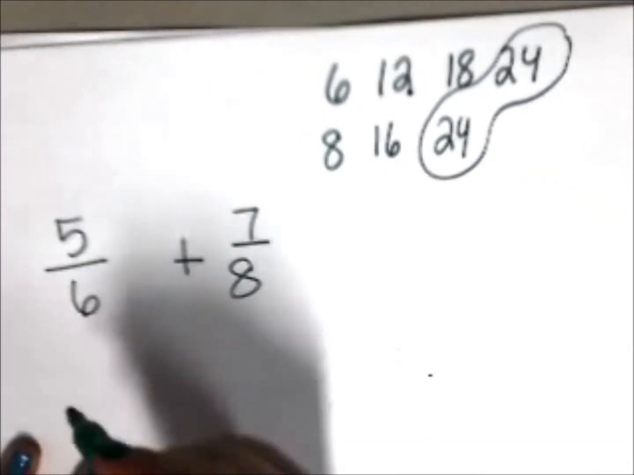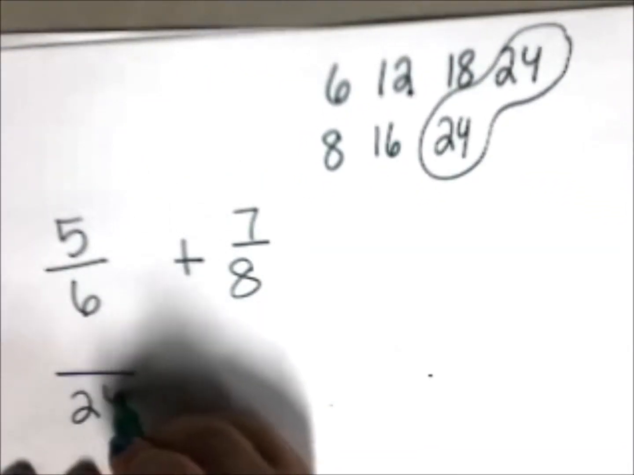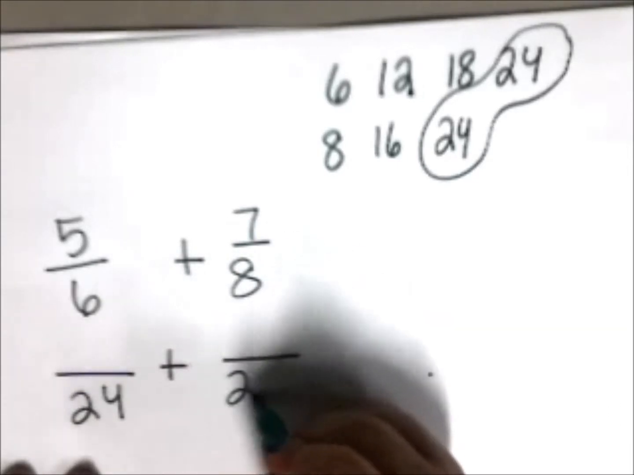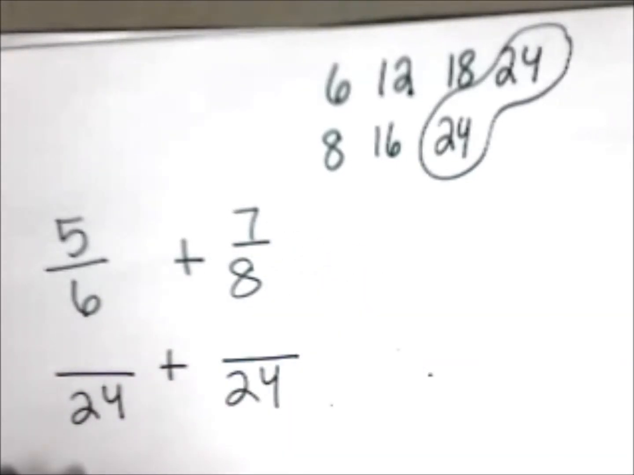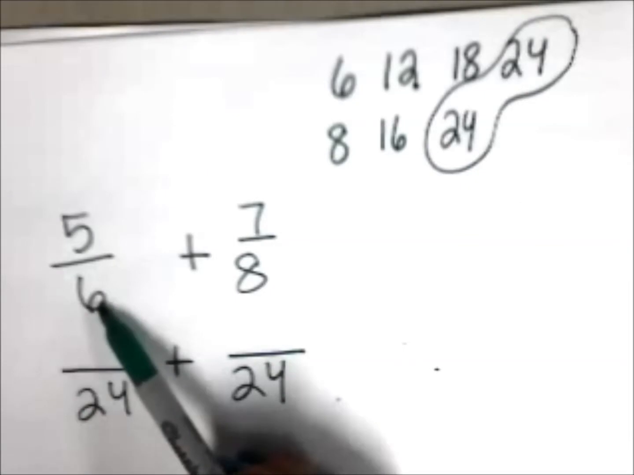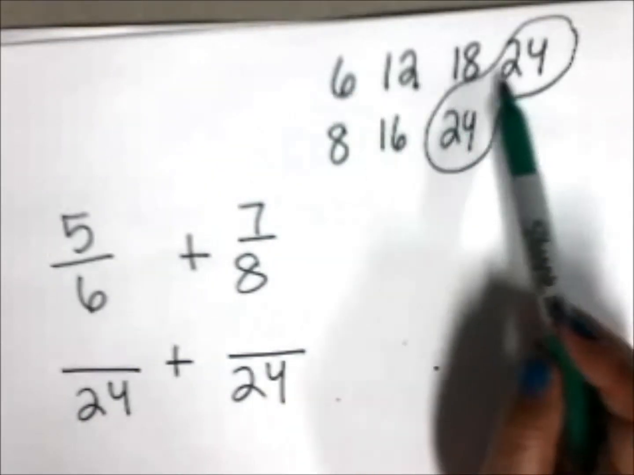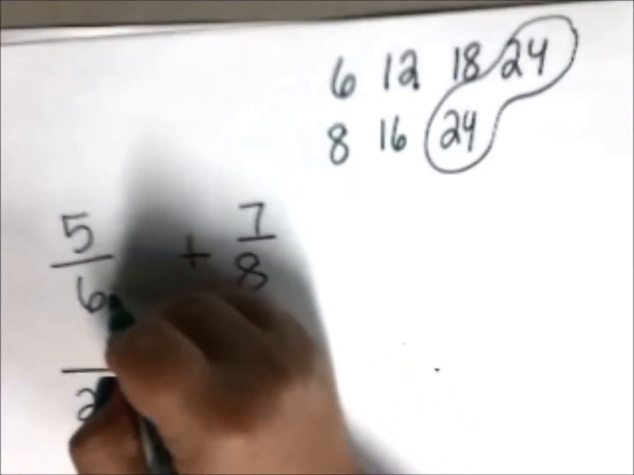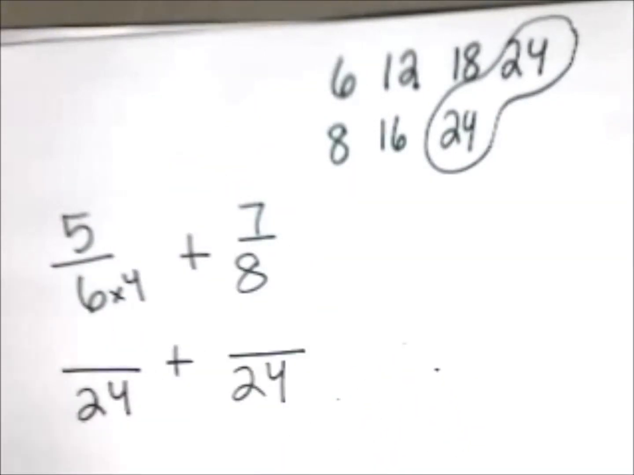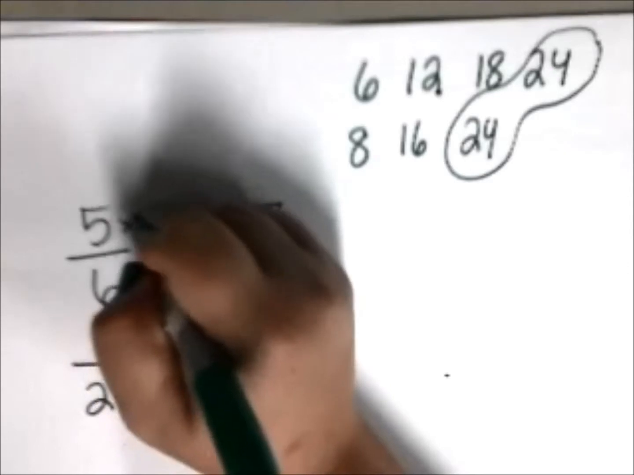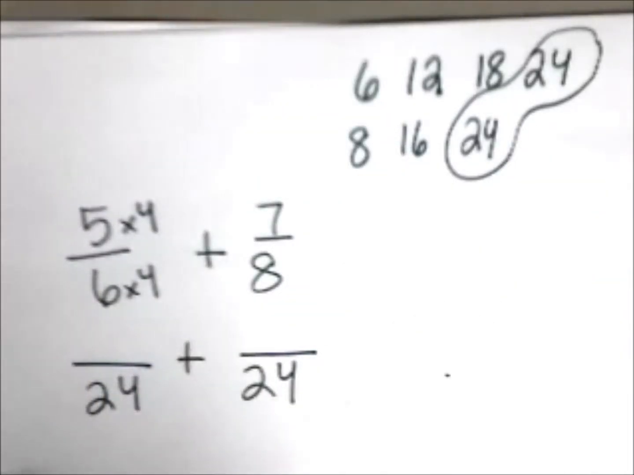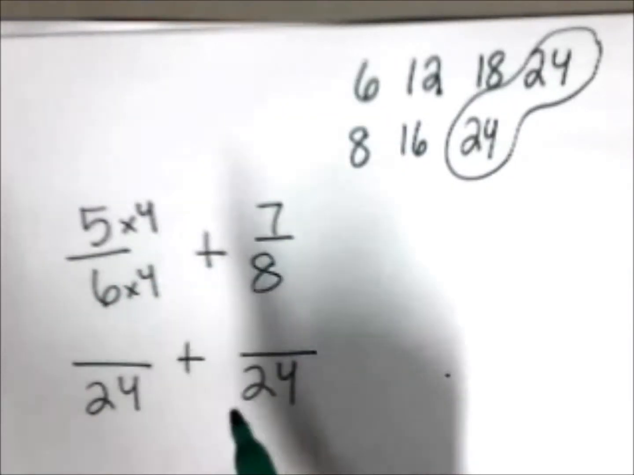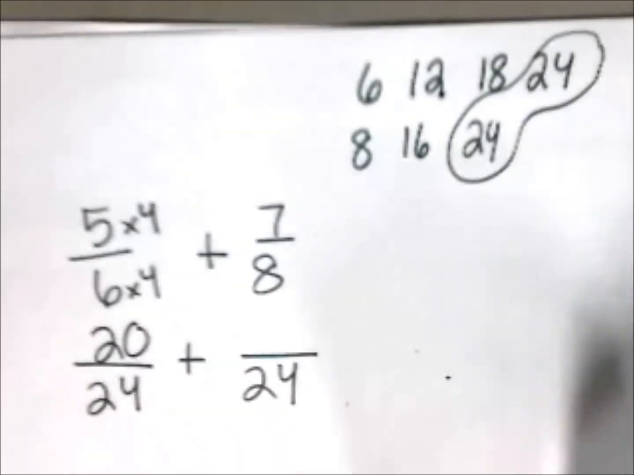Now, what I'm going to do is take that common number and make that my new denominator. So I ask myself, how many times did I skip count 6 in order to get 24? 1, 2, 3, and 4. That becomes my multiplier. And what I do on the bottom, I must do on top. So my new numerator is 5 times 4, which is 20.